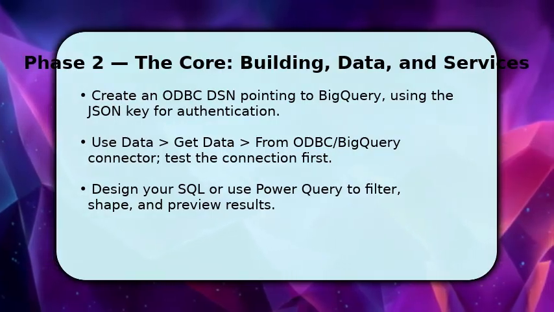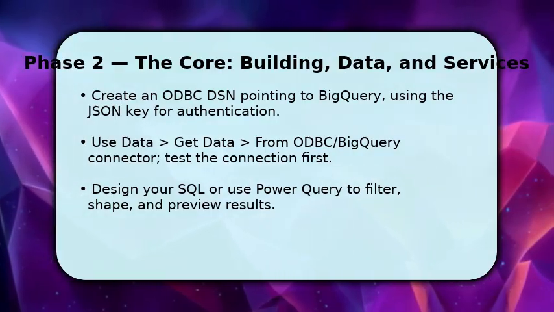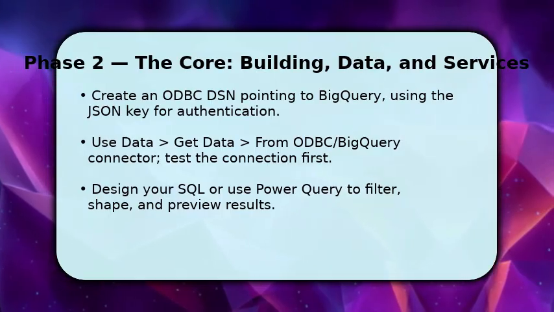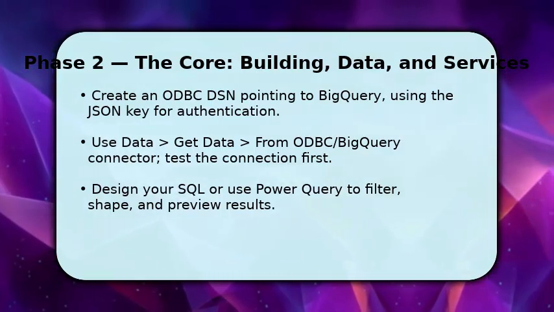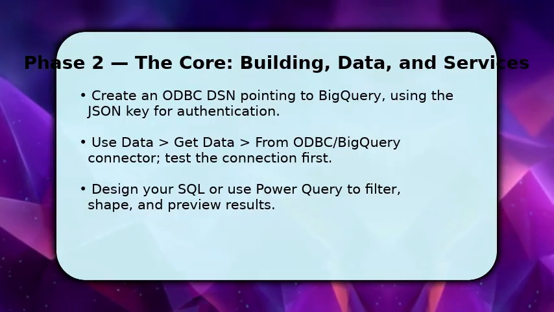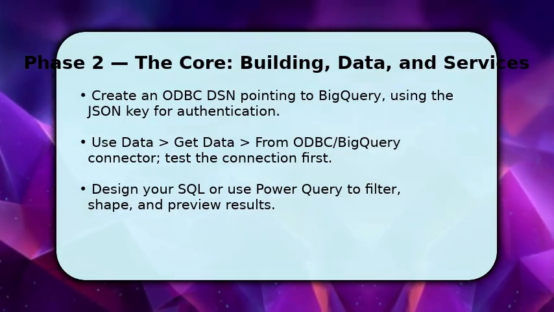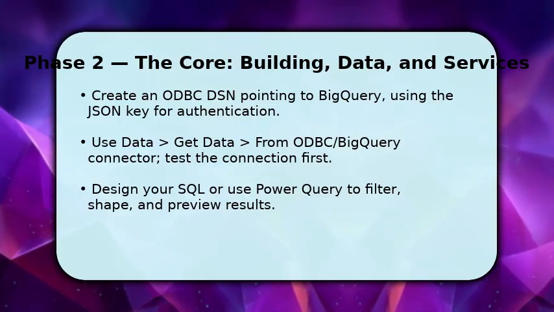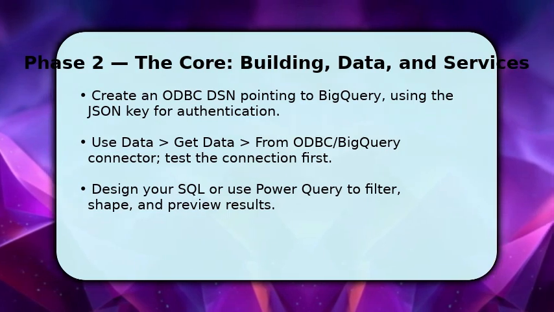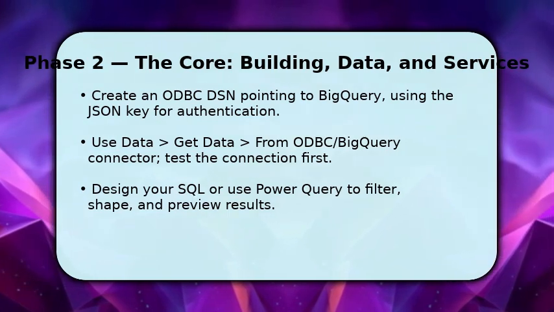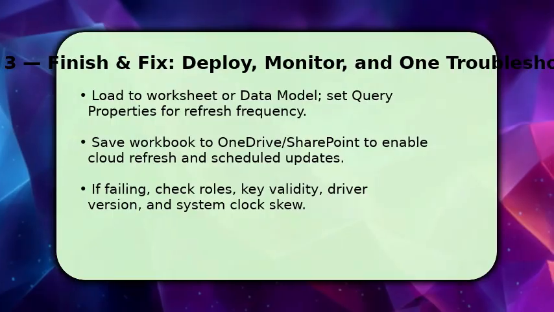In Excel, choose Data, Get Data from ODBC or the BigQuery connector, select your DSN, then either paste a SQL query or use Power Query to filter and shape rows and columns. Once you preview results, adjust column types and reduce data volume with WHERE clauses, then load to worksheet or the data model. Finish by loading and scheduling refresh so your Excel stays current.